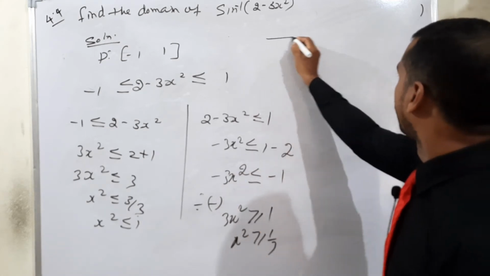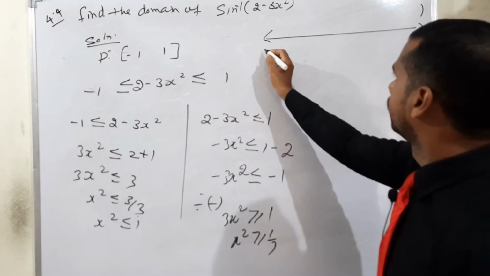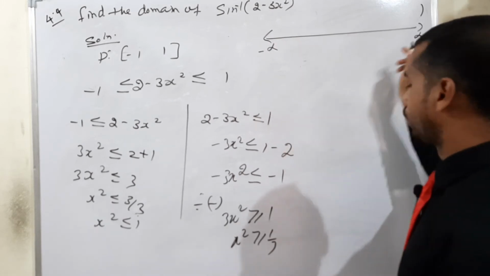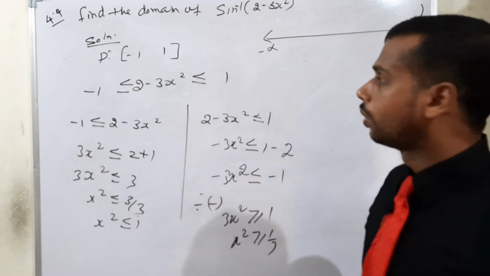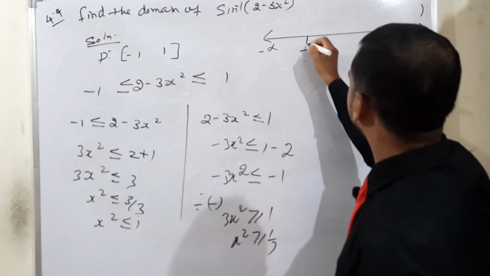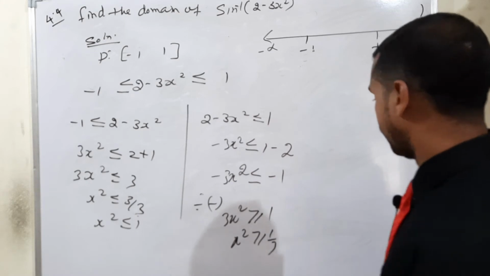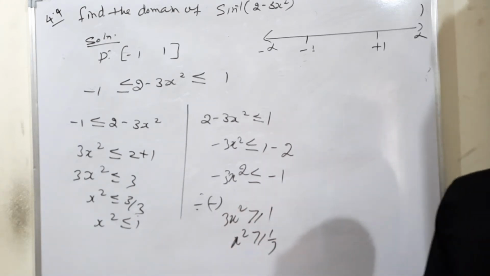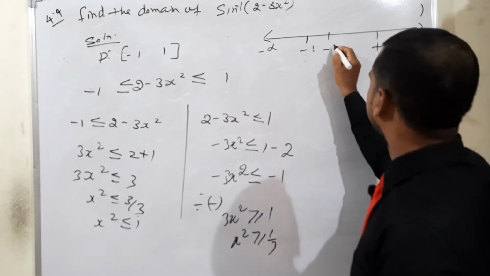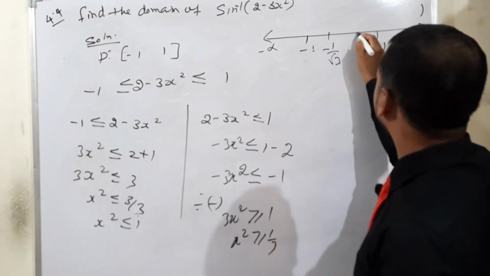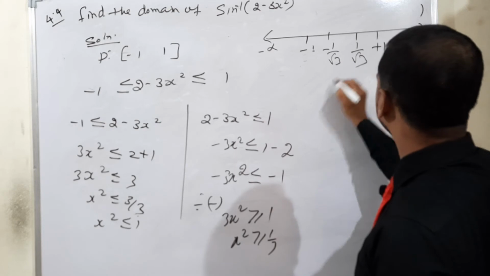If you make it one number line, what will happen? Minus infinity to positive infinity. So x square is equal to 1 means x is equal to plus or minus 1, so minus 1 and positive 1. Next condition, x square is equal to 1 by 3 means x is equal to plus or minus 1 by root 3. There is actually minus 1 by root 3 and plus 1 by root 3.